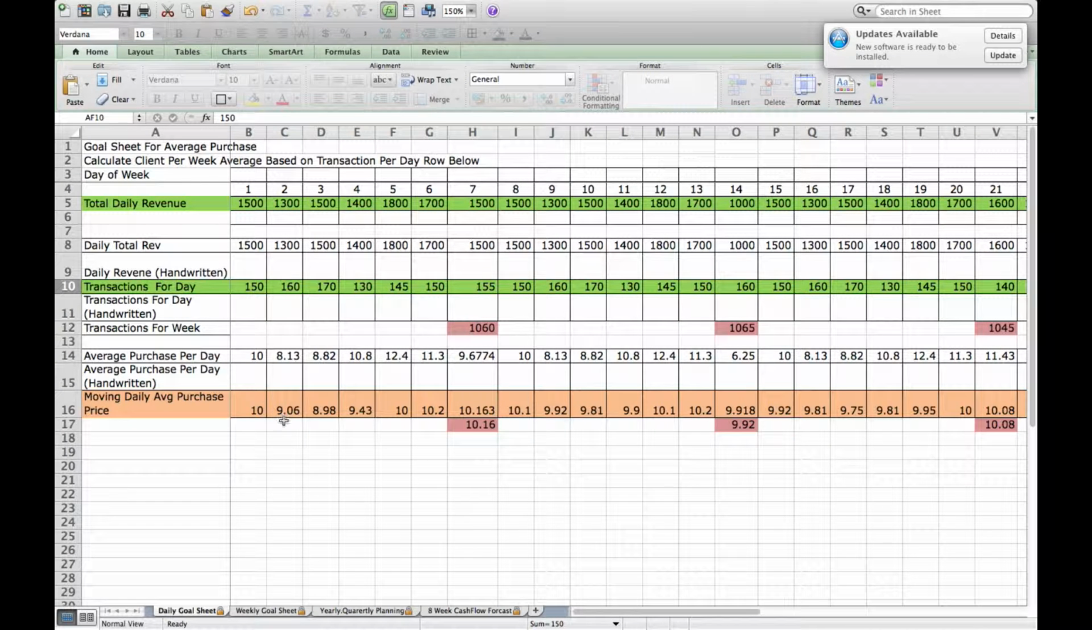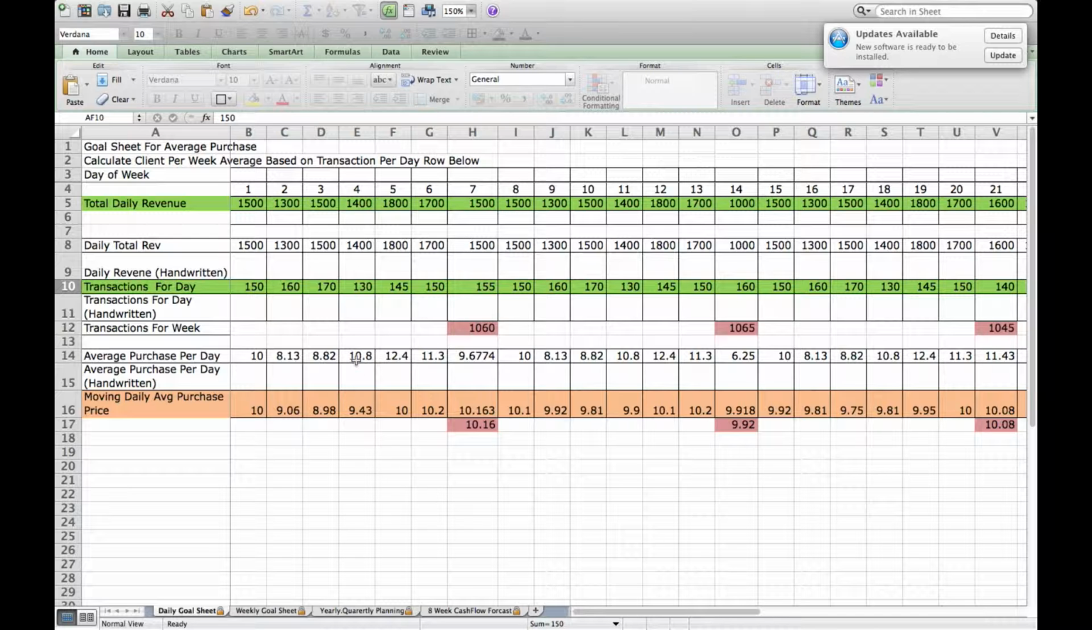Then down here, notice that this says moving daily average purchase. So this tells us after 1 day our average purchase was $10. On day 2, the $9.06 says after day 1 and day 2 our average purchase is now $9.06. So this tells us what our average purchase is as we move throughout the month. So again, after these 3 days our average purchase is $8.98. So we can see after 3 days it's fallen from $10 to $8.93.